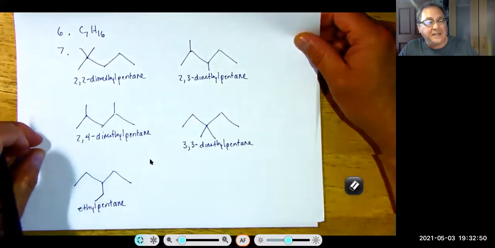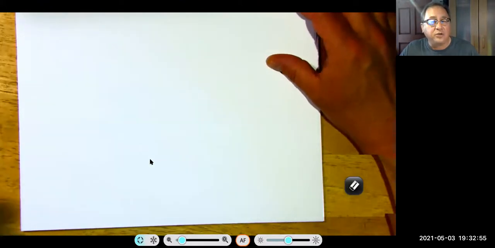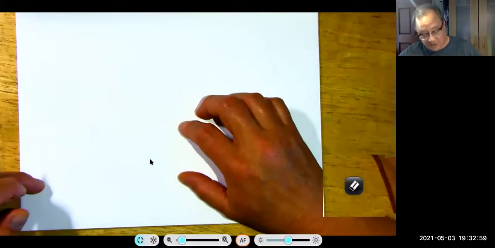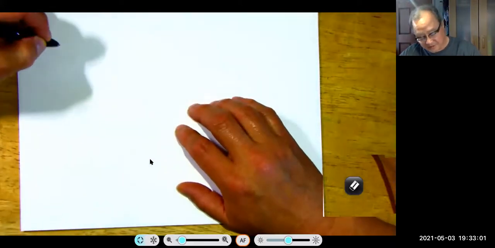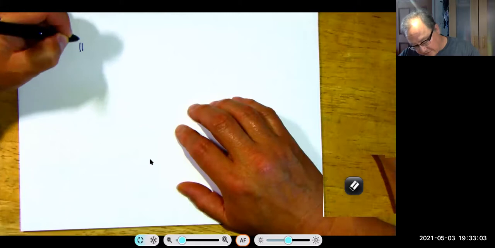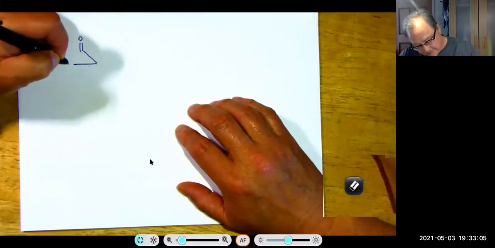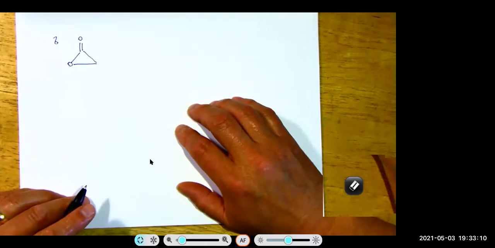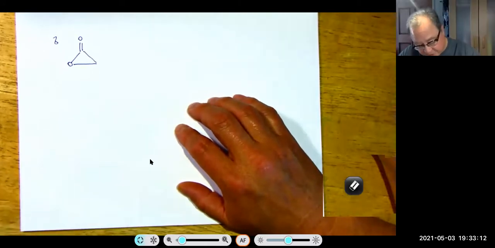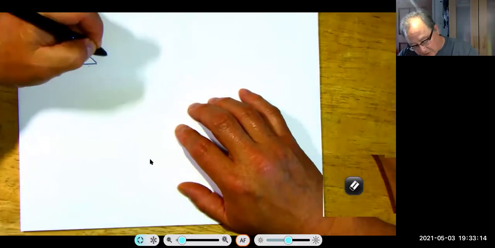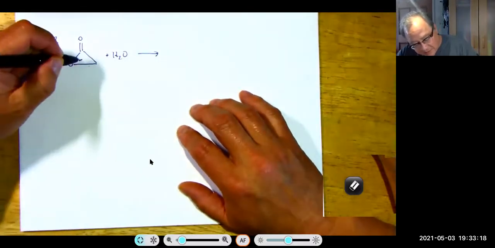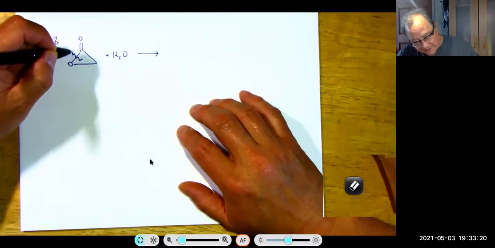Now, 8. Lactones are cyclic esters that can be hydrolyzed with water. Draw the hydrolysis product of the following lactones. So this is a lactone. Now, do you remember how we hydrolyze these esters? You add water, and where do we break it? Always right here between the carbonyl and the oxygen.